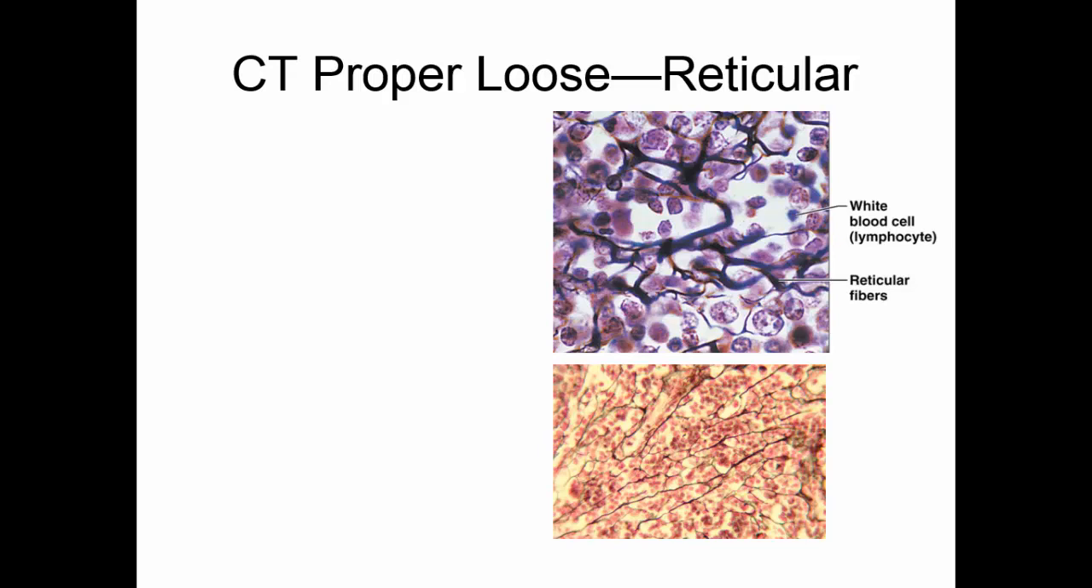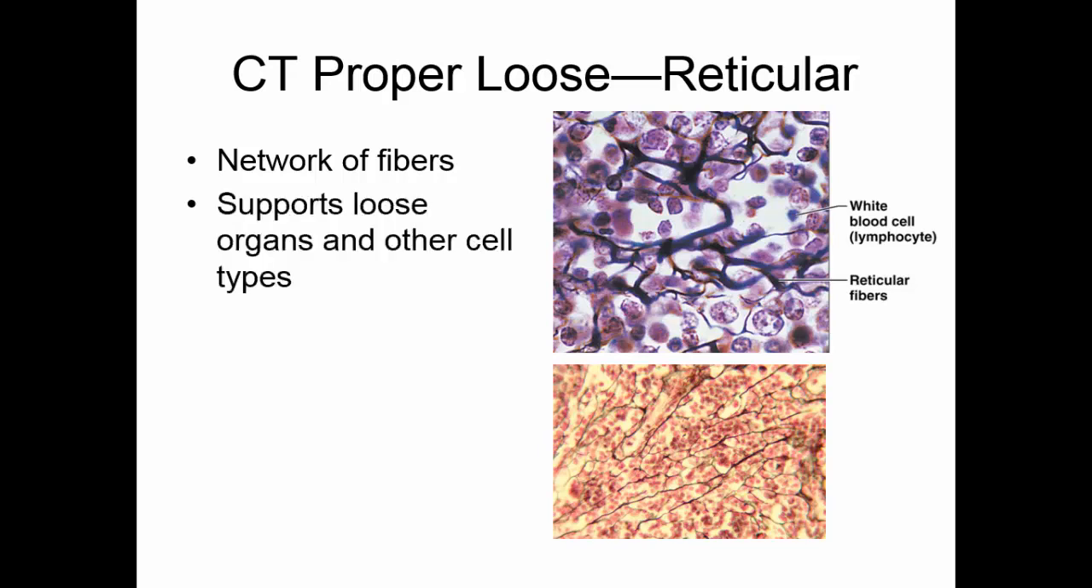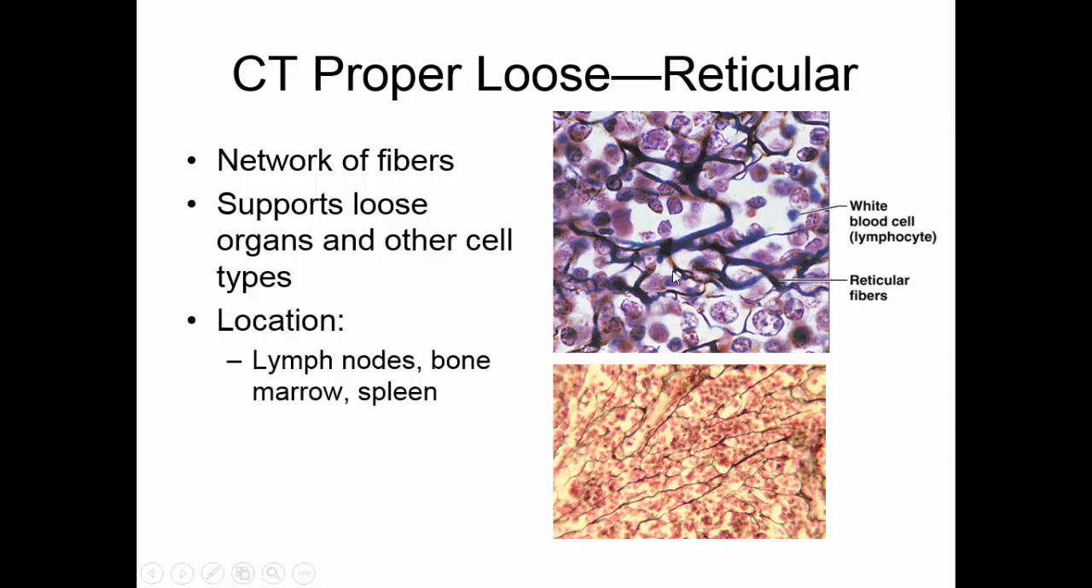And then out of the connective tissue proper, we have the reticular tissue. This is a network of fibers itself. It will support loose organs or other cell types. So the function of this tissue is really to have the fibers form the network, and then the cells can rest inside this network. We find a lot of reticular tissue in lymph nodes, bone marrow, and spleen. These are very soft, mushy tissues because they're primarily cells just supported by these reticular fibers.